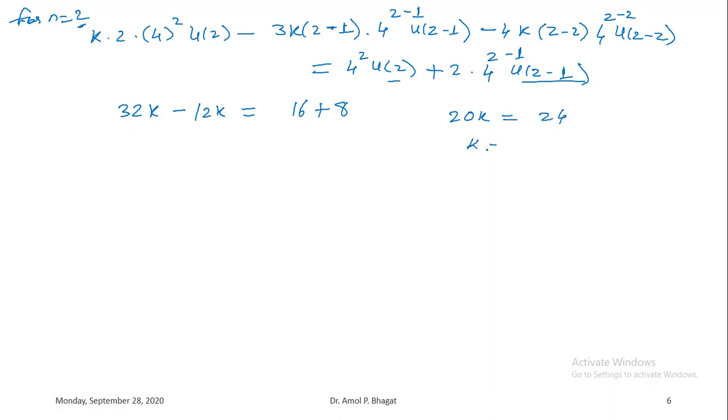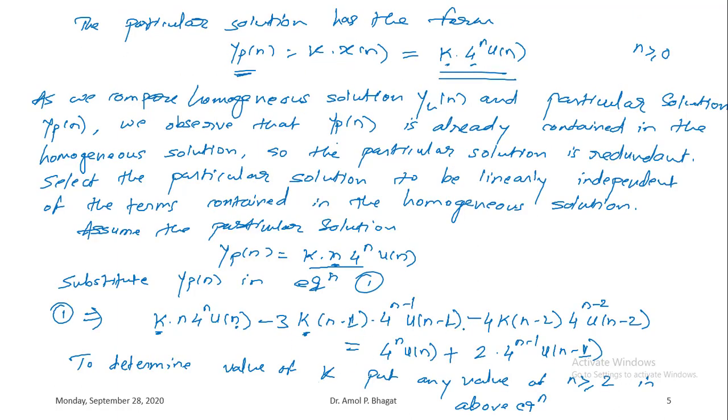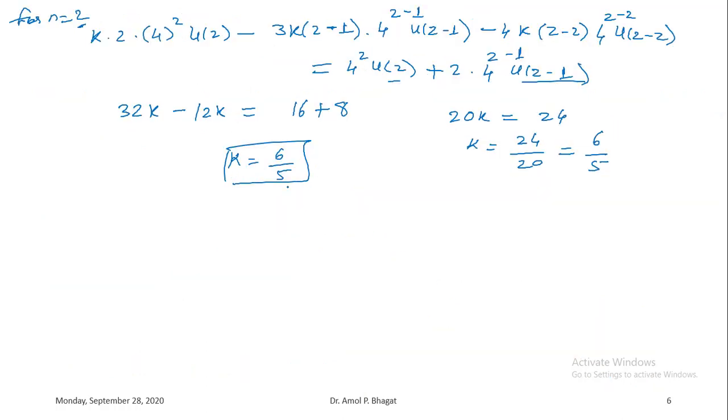That is 20k equals 24, right? So k is equal to 24 by 20, so it will be 6 by 5 simply. So the value of k is 6 by 5, right? If you substitute n equals 3 in this equation, you will get the same value of k, that is 6 by 5. Now you have to substitute this value of k in the equation of the particular solution.